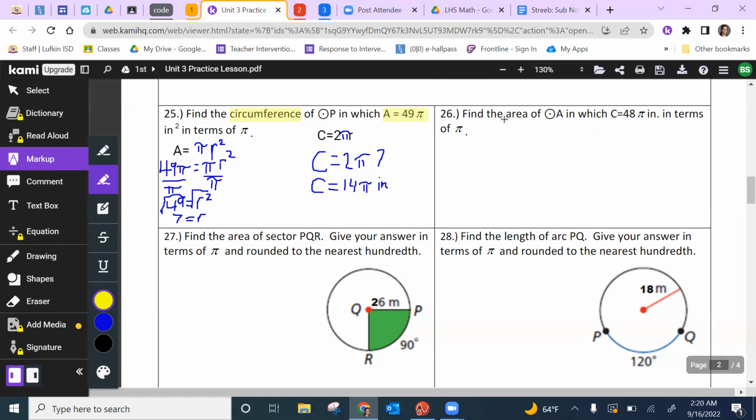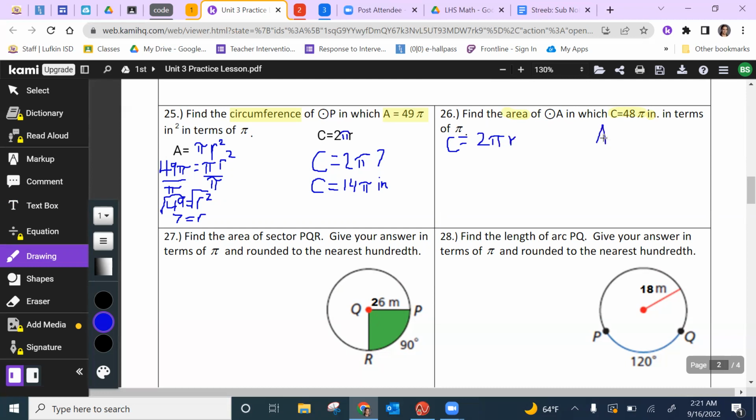Our next one, we want to find the area of our circle where the circumference is 48 pi inches, again in terms of pi. So again, we need both formulas. We need our circumference formula, which is 2 pi r. And we need our area formula, which is pi r squared.